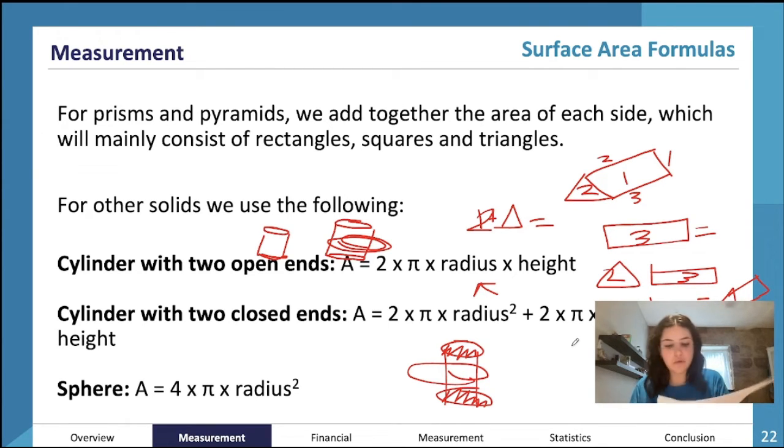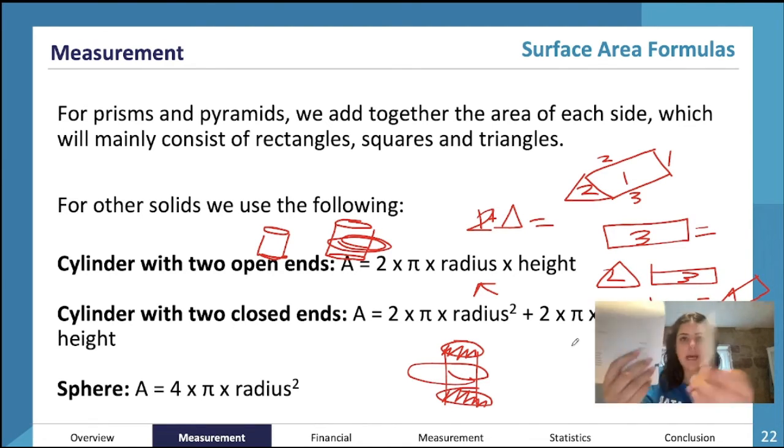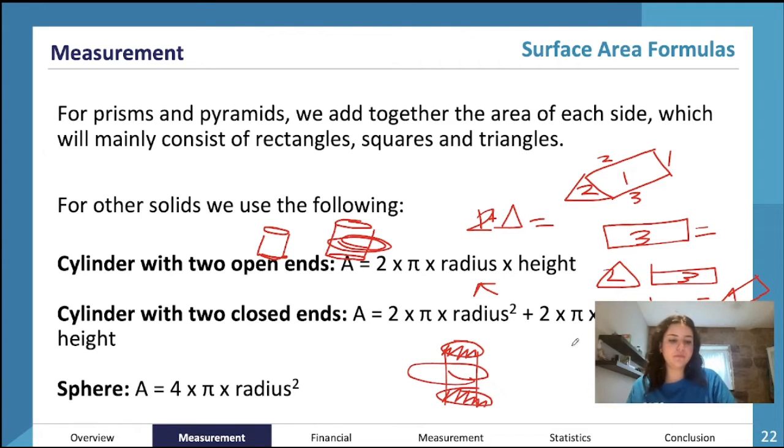So let's go back to our formula sheet. 4 times pi times radius squared is there. Area equals 2 pi r squared plus 2 pi r height. Cylinder with closed ends. We don't get the formula for a cylinder with open ends. So we have to know that on this section where we get the cylinder with closed ends, for the cylinder with open ends, no 2 circles connecting, we would just have to cross out the first part of that formula.